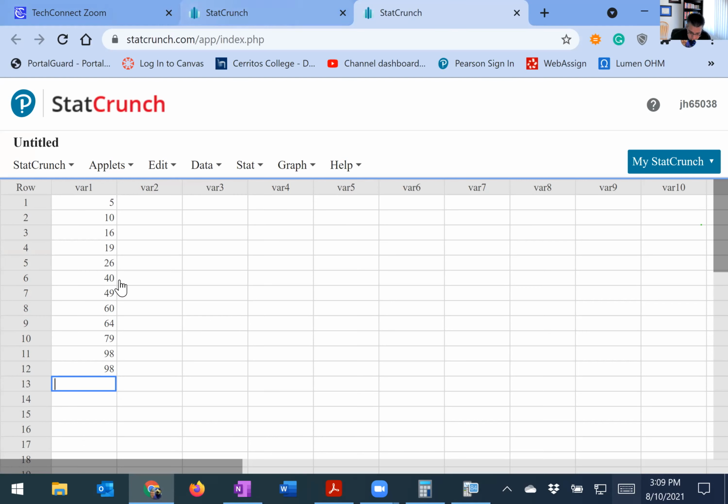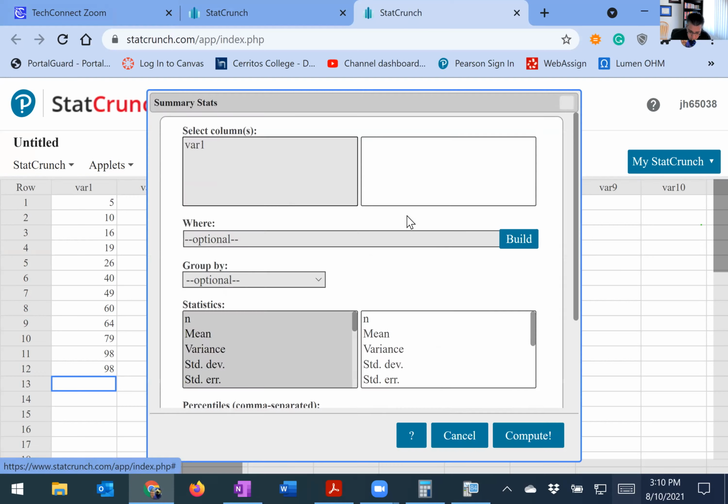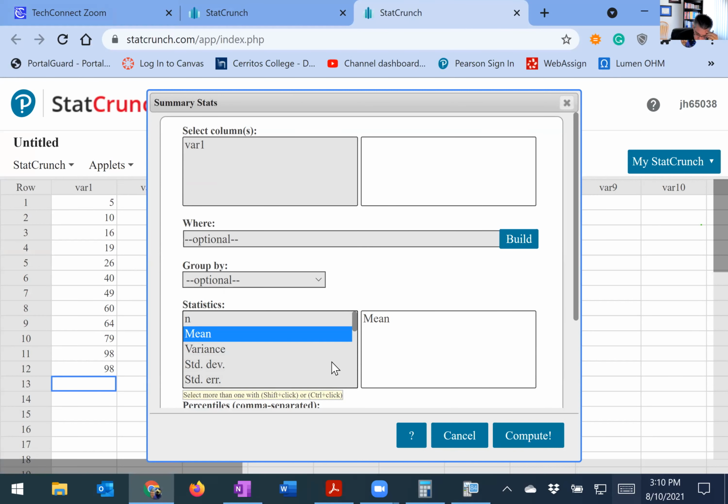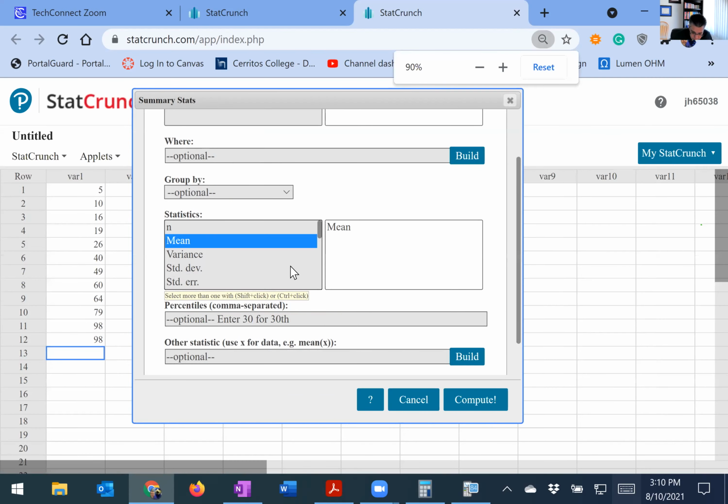Now I want to just go to Stats, then Summary Stats, and then Columns. So what are they asking me for? They're asking me to find the mean. What else did we want? We want the median. Do I have a median? Yep, the median. Oops, I gotta hold down the control key. I forgot about that.